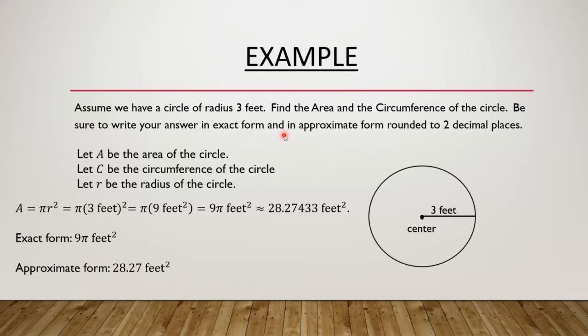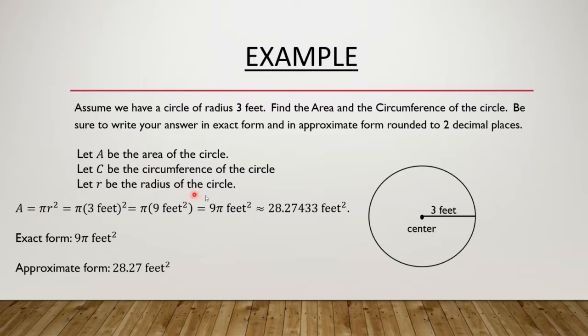Now notice these directions also. We want to write our answer in exact form and approximate form. Exact form is the answer you get before you convert it to a decimal, before you round, in other words. It's the exact answer you get without any rounding. In approximate form, that's when you round. So I'm saying let A be the area of the circle, C is the circumference, and let R be the radius.